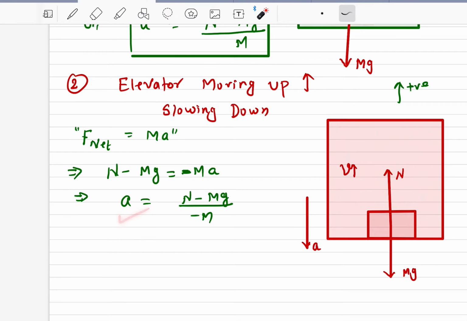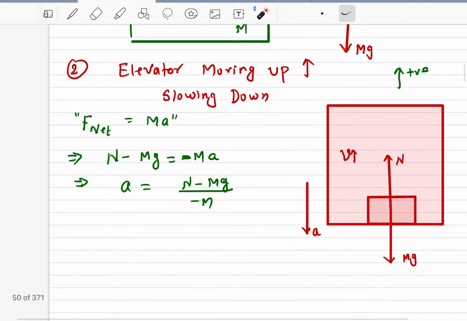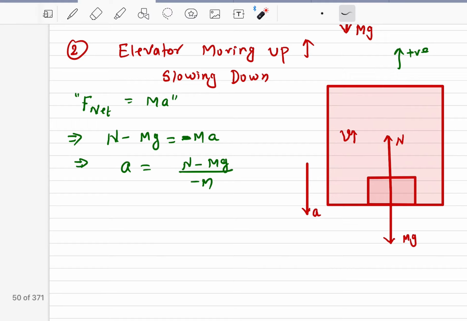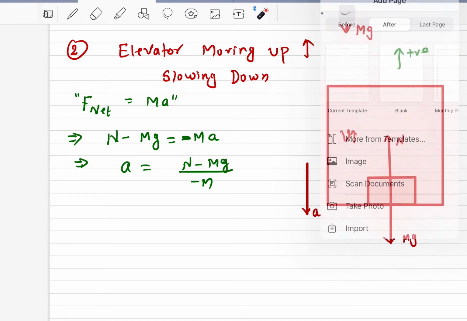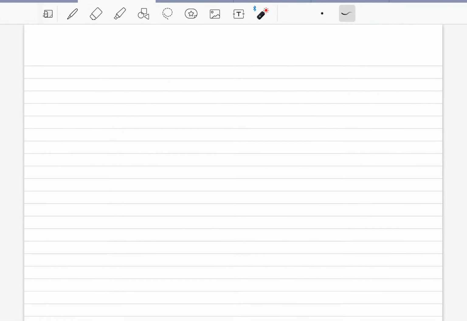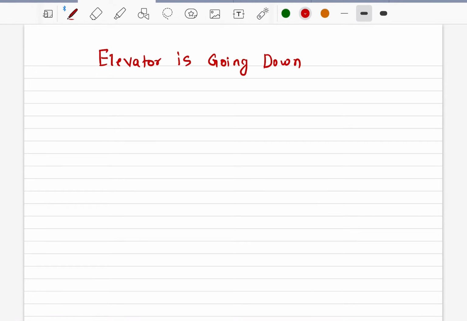All right, so this is the second case here. Now let's call it the third case. So what would be the third case? The third case would be you started from the top floor. In this case, the elevator is going down and speeding up.